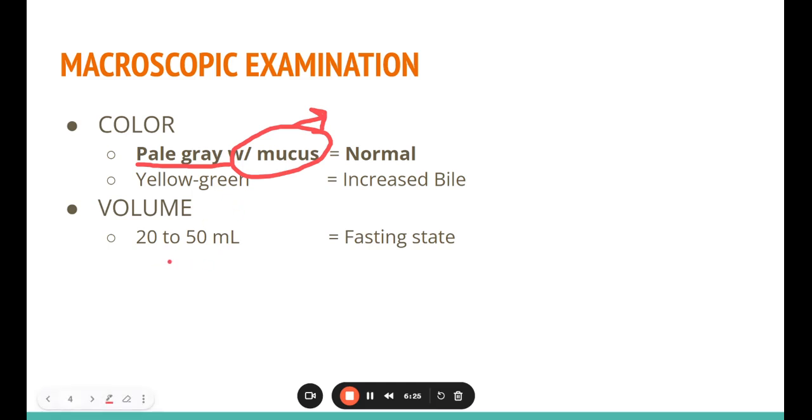Moving on, the normal volume of gastric fluid on a fasting patient is 20 to 50 ml. Take note that it is 20 to 50 ml.